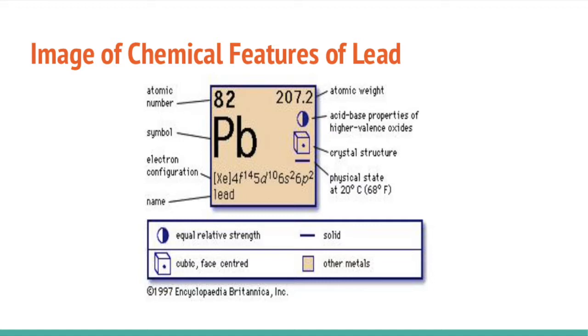Here is an image of chemical features of lead. Its atomic number is 82, which is in the top left corner. Its atomic weight is 207.2, which is in the top right corner. Its symbol is Pb, which is located in the middle, and its name is in the bottom left corner, which is lead.